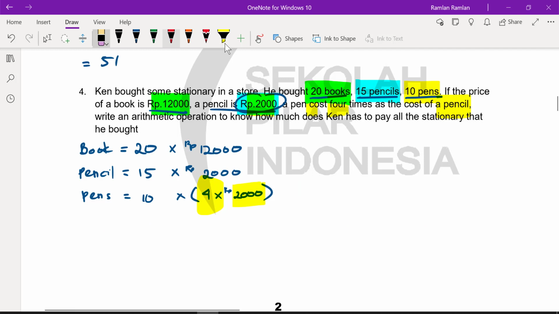If you want to do it one by one, I'm going to erase this first. Let me calculate for the book, for example, 20 times 12,000, that'll be 240,000. That's for the book. And then for the pencil it is 15 times 2,000, that'll be 30,000, right? Okay, and then this one here, 10 times 4 times 2,000, that'll be equal to 80,000. Is it? Yeah, yes, it is.